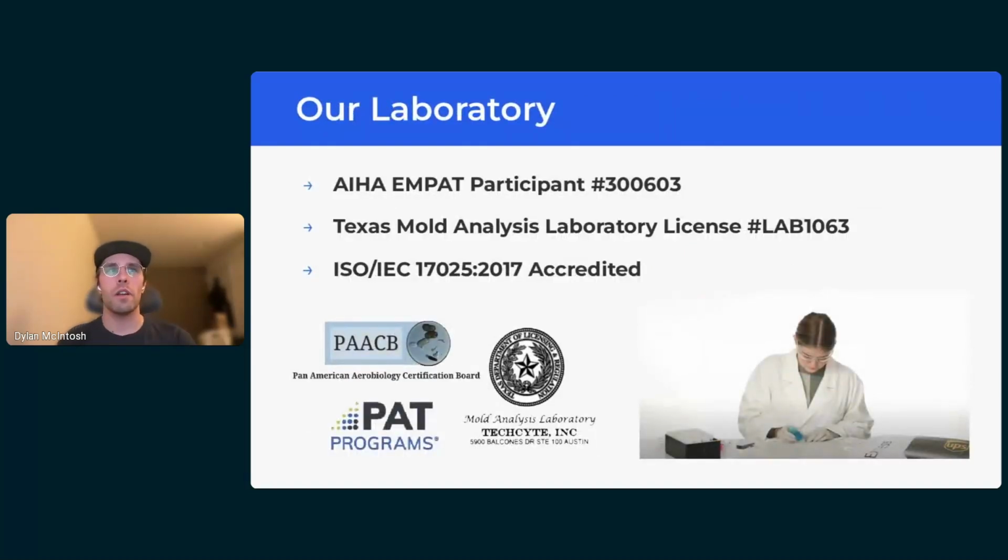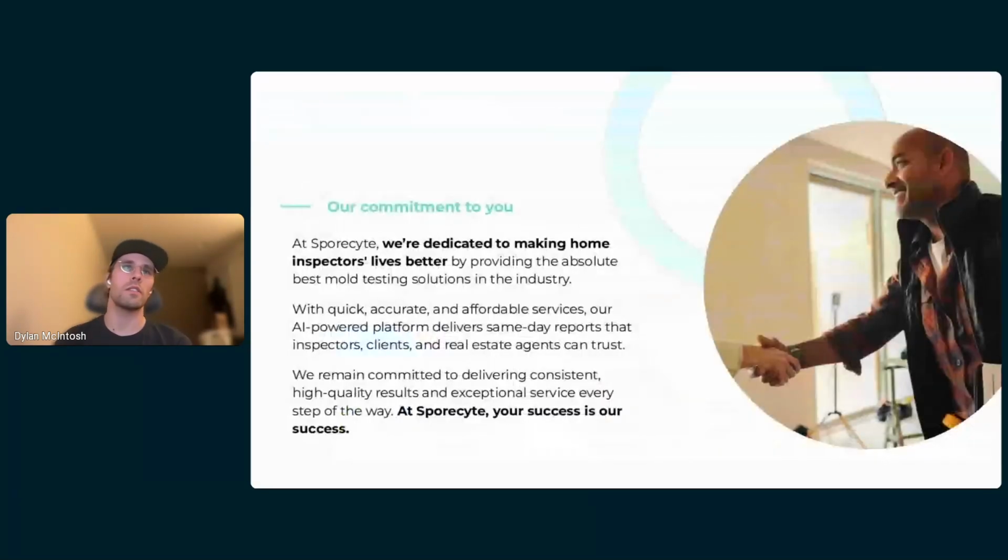Our laboratory is an AIHA MPAT participant for proficiency testing. We have a Texas mold analysis laboratory license, as well as ISO 17025 accreditation. You might wonder why only Texas as far as a license for being a laboratory? Well, it's the only state that requires a laboratory to have a license. If other states required it, we would have them as well, but that's the only one as of right now.